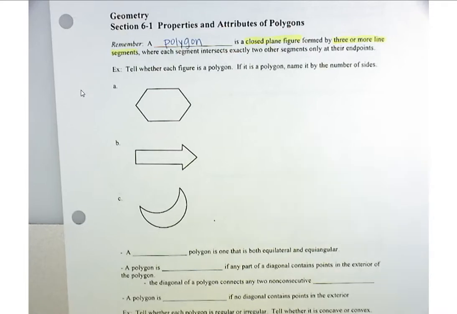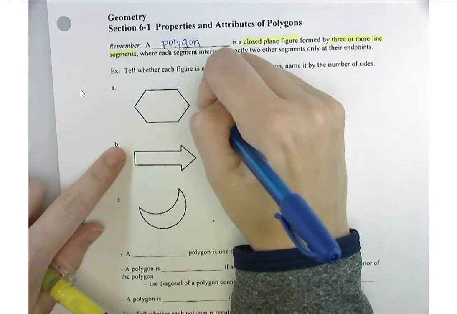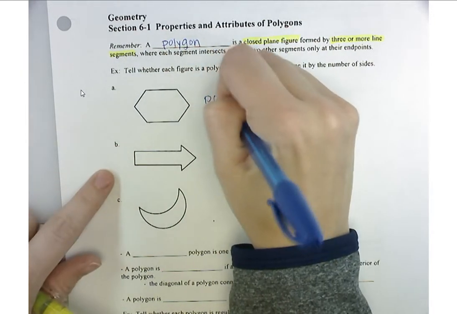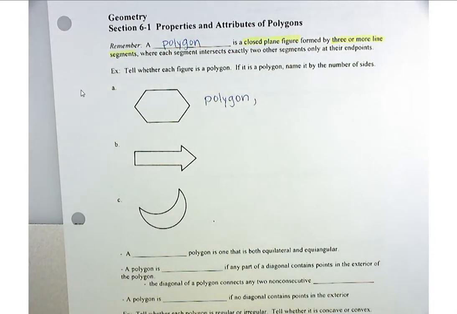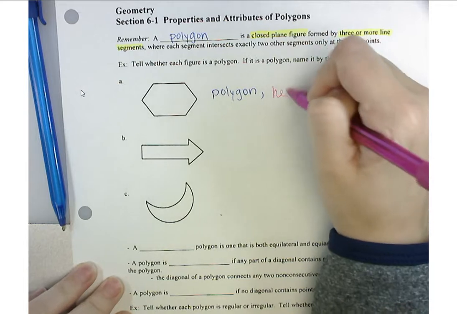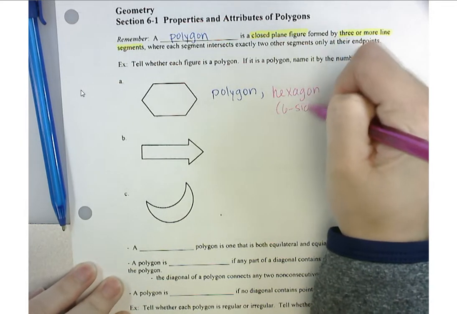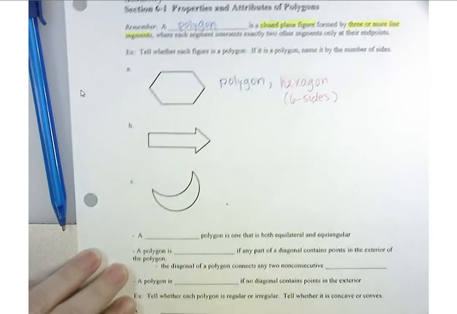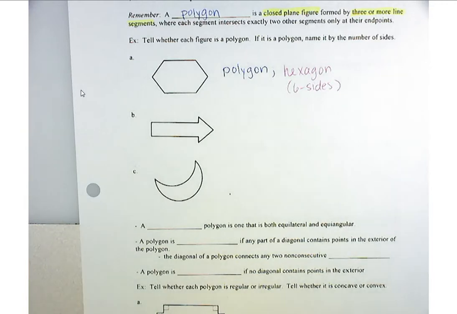So we're going to tell whether each figure is a polygon. If it is, then we are going to name it by the number of sides. Okay, so for A, is this one a polygon? Yes. Okay, so polygon. And then, Claire, can you tell me what this polygon is called? Yep, and how do you know it? 6 sides. Okay, so it's a hexagon. It has 6 sides.